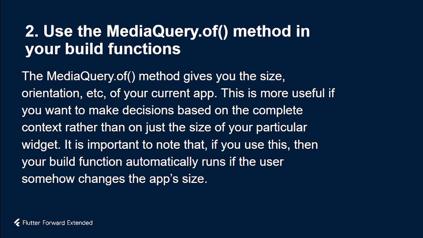Let's look at the media query method in your builder functions. So the media query method gives you the size and orientation of your current app. This is more useful if you want to make decisions based on the complete context rather than on the size of your particular widget. It's important to note that if you use this, then your build function automatically runs if the user somehow changes the app size.